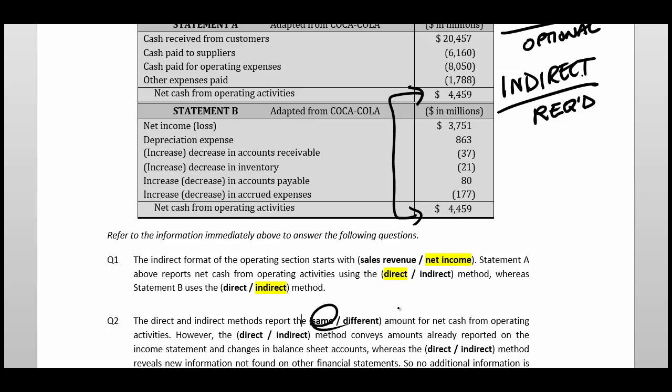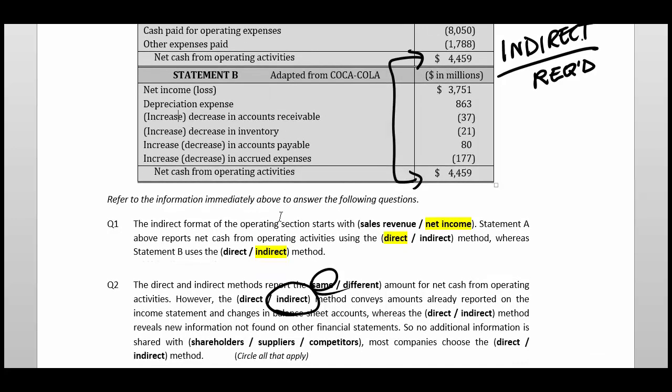However, which method conveys information already reported elsewhere? This you're probably not going to get: the indirect method. Because all this information, you know, depreciation expense from the income statement, and the changes in these current assets and current liabilities, you're going to know from the balance sheet. So you have all this information already. Whereas the direct method reveals new information not found elsewhere. It's not 100% true, but okay. So with the indirect method, no additional information is shared.